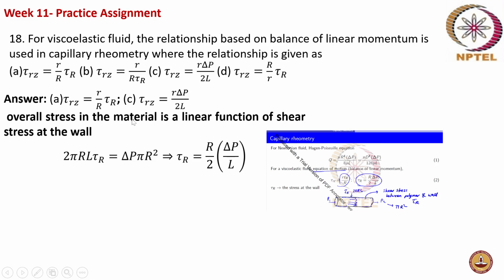Okay, so now how do we arrive at the expression C? You have the tau R expression. So when you apply this tau R into this expression, that is small r by capital R into tau R, so small r by capital R into capital R by 2 into delta P by L. So your capital R gets cancelled. You will end up with tau rz is equal to small r into delta P by 2L. That is how you will arrive at the expression C. Okay.